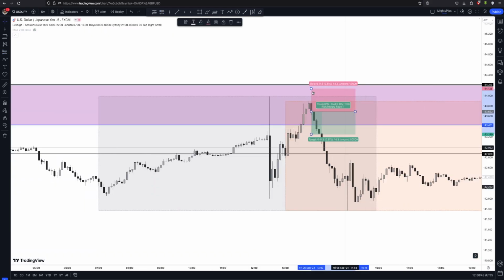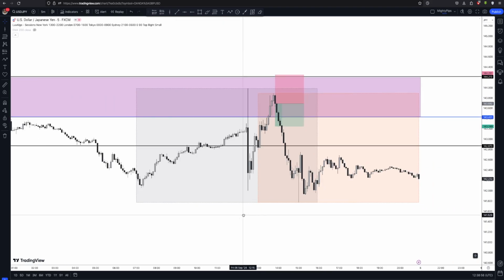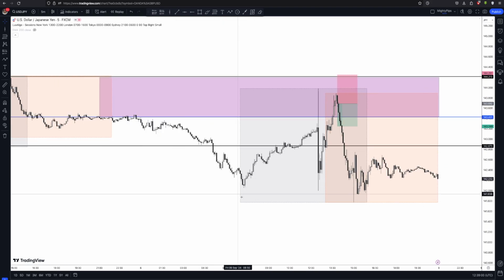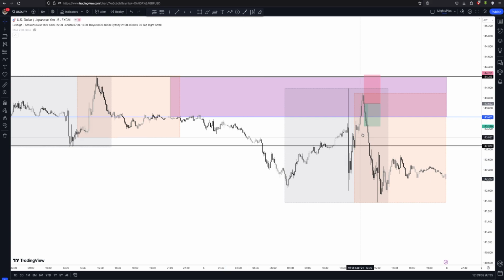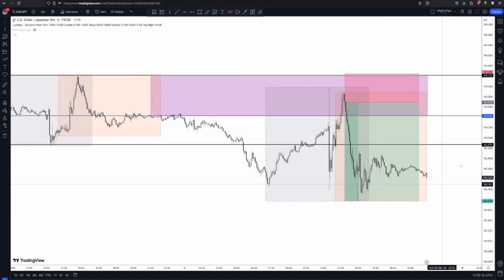Stop loss, you can use this high. You can place your stop loss above that black line, which is the high of the previous day's candle. And then you can target this low of the previous day's candle. If you want, you can say this is take profit 1. You secure some profit there, and then you can continue holding your trade for a better risk to reward. As you can see, this trade won.